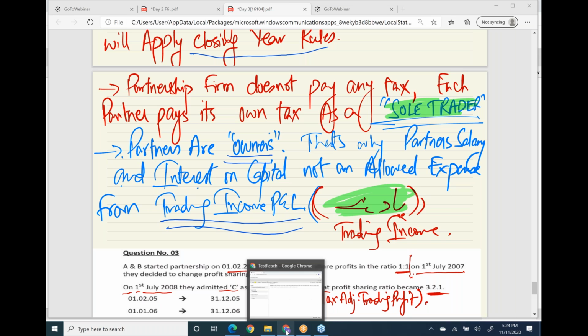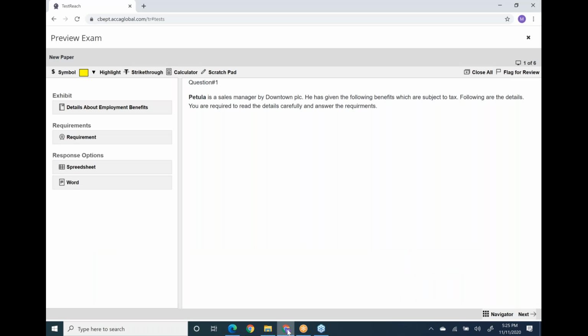I have also sent you the question on WhatsApp. The name of the question is Petula. It's in front of you. Can you see? The Petula question is in front of you.